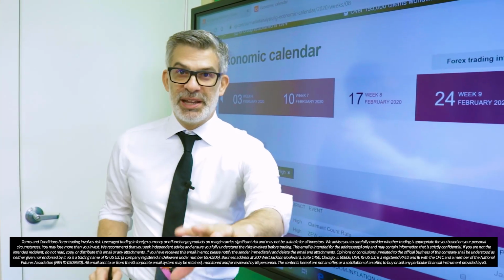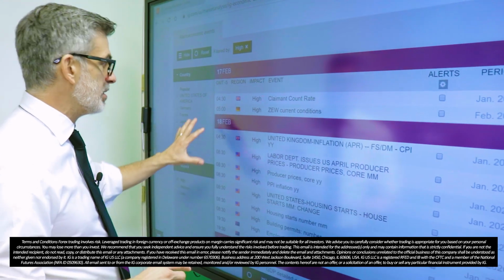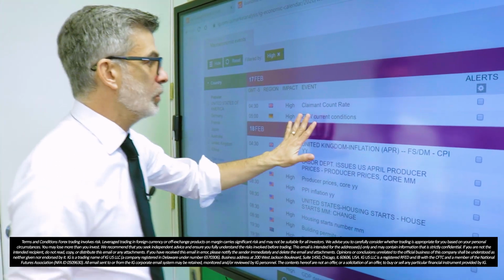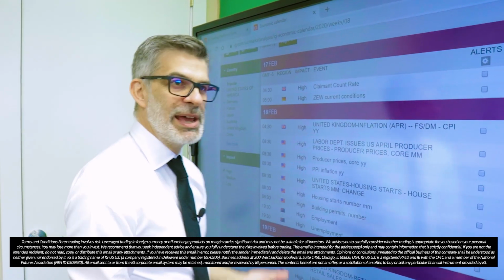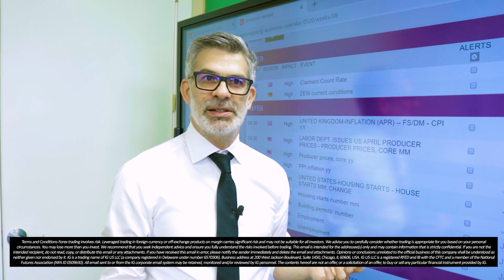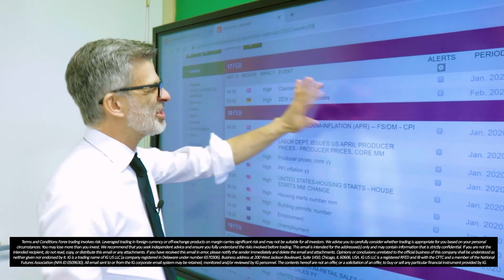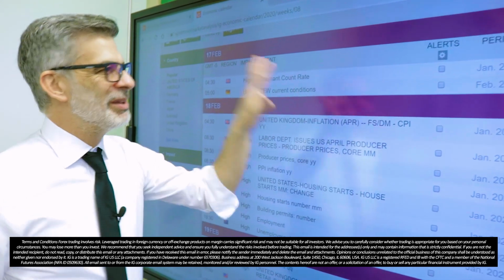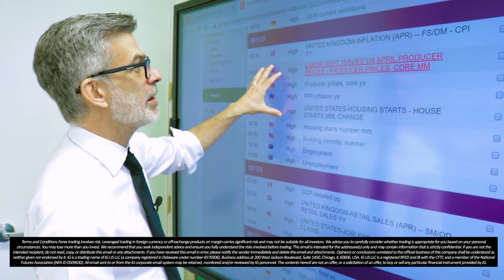Okay, let's look at the IG economic calendar for the week of February 17th. Let me just look here. We've got the ZEW. I always think that's a great name for an economic report. I actually had a dream that I was in Germany last night. So that's a German economic conditions report. Germany's kind of in a recession. That's not really relevant. We don't care about that. Even if it says it's a high impact report, we don't really care about that.